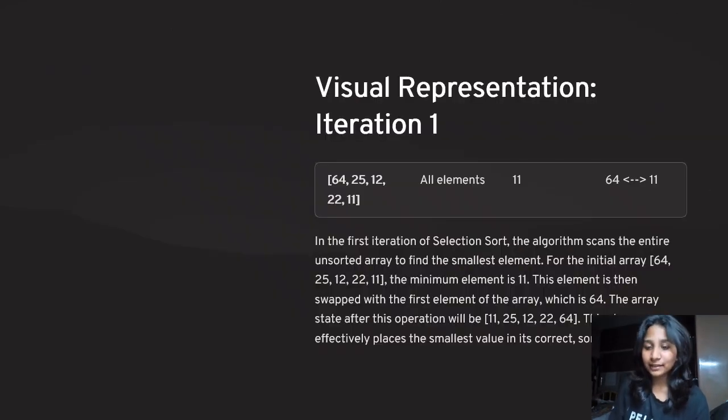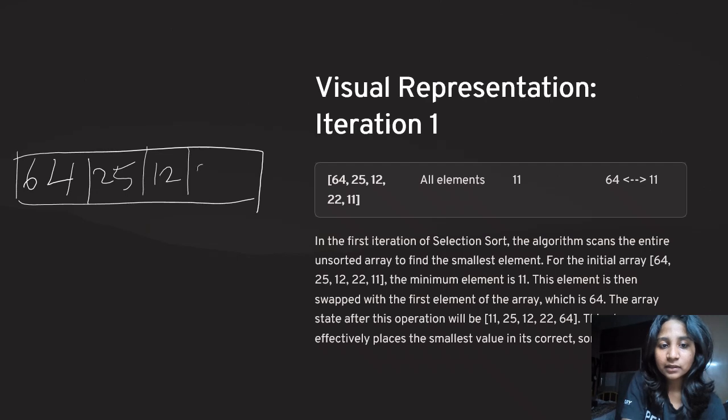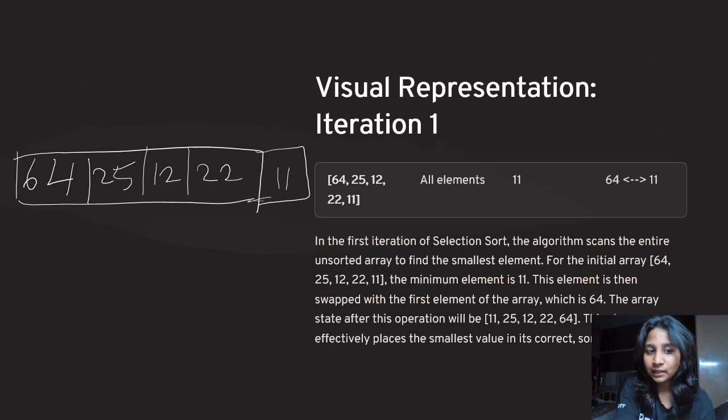So let's take a look at the visual representation of selection sort. Let's say we have 64, 25, 12, 22 and 11. As said in the algorithm, this becomes i, this becomes j. We compare i and j. We first run the i loop. The i loop basically finds the smallest element throughout the entire array. Which is the smallest element? Obviously 11 is our smallest element.